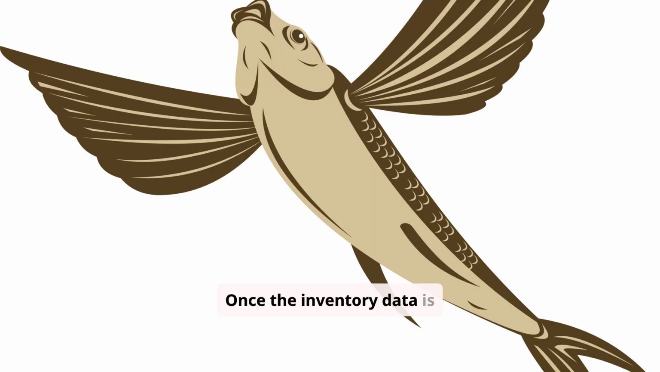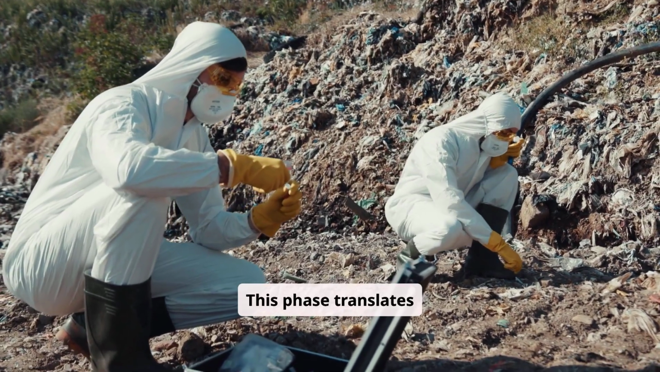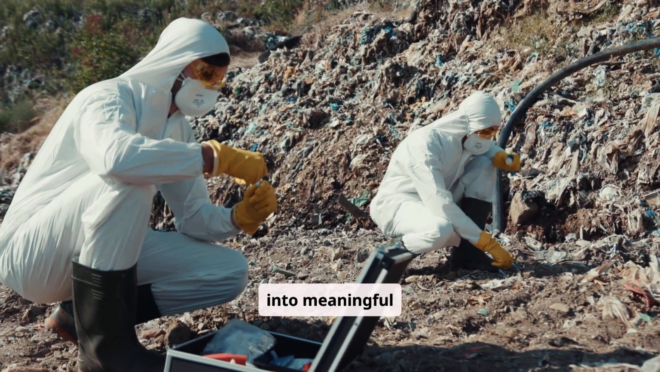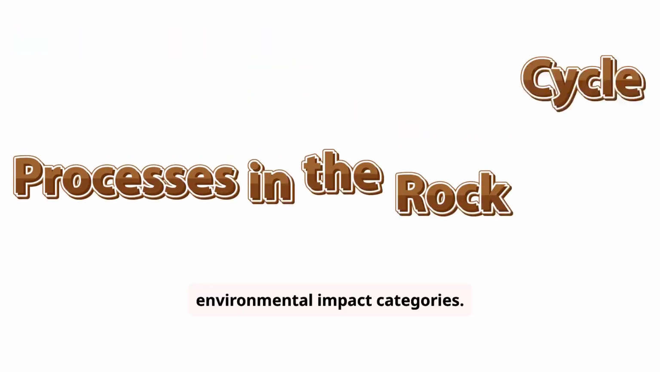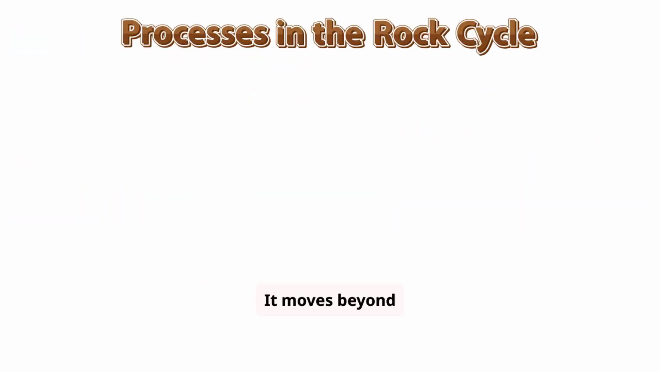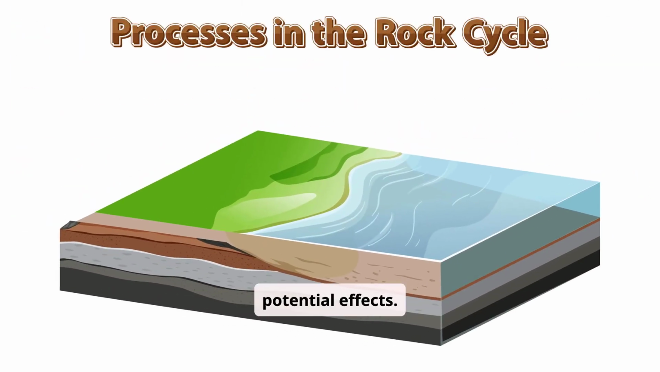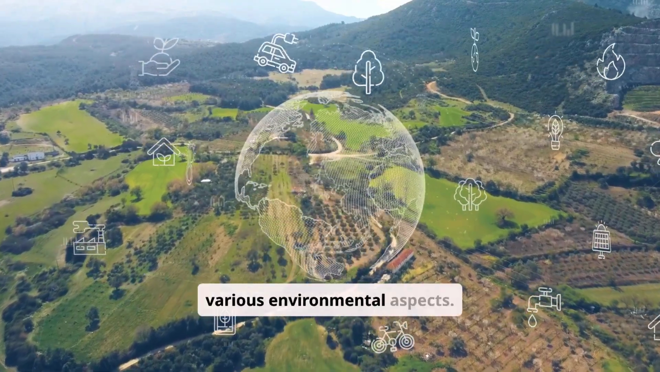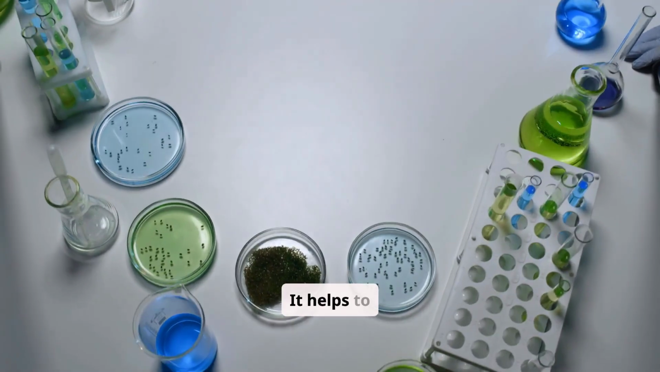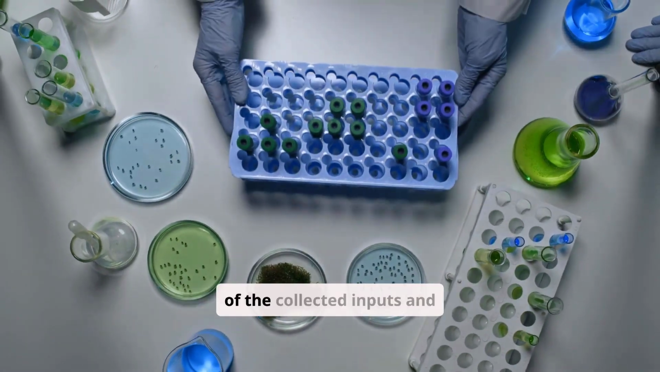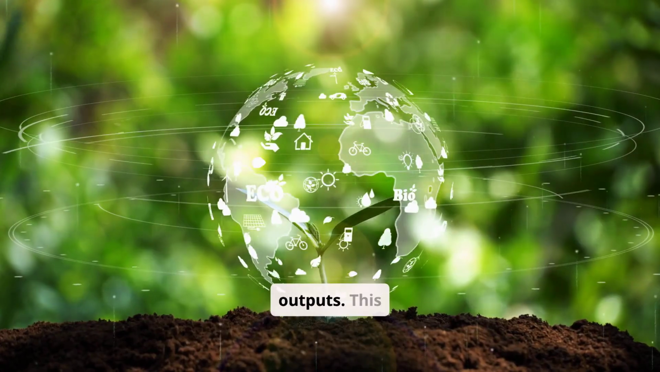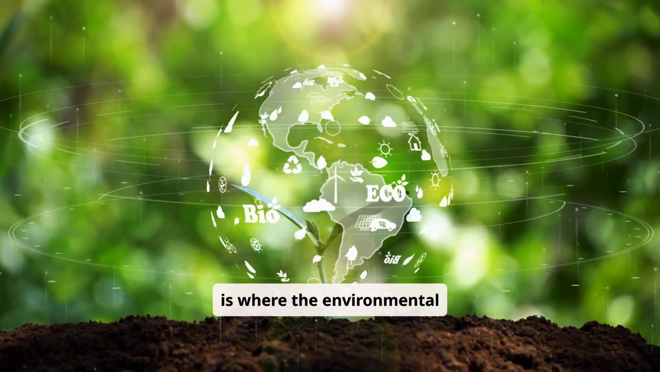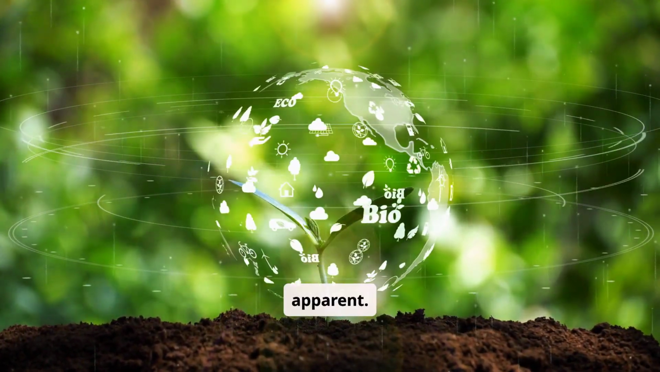Once the inventory data is compiled, the impact assessment phase begins. This phase translates the raw inventory data into meaningful environmental impact categories. It moves beyond simple quantities to evaluate potential effects. This assessment evaluates potential effects on various environmental aspects. It helps to understand the broader implications of the collected inputs and outputs. This is where the environmental significance of the data becomes apparent.